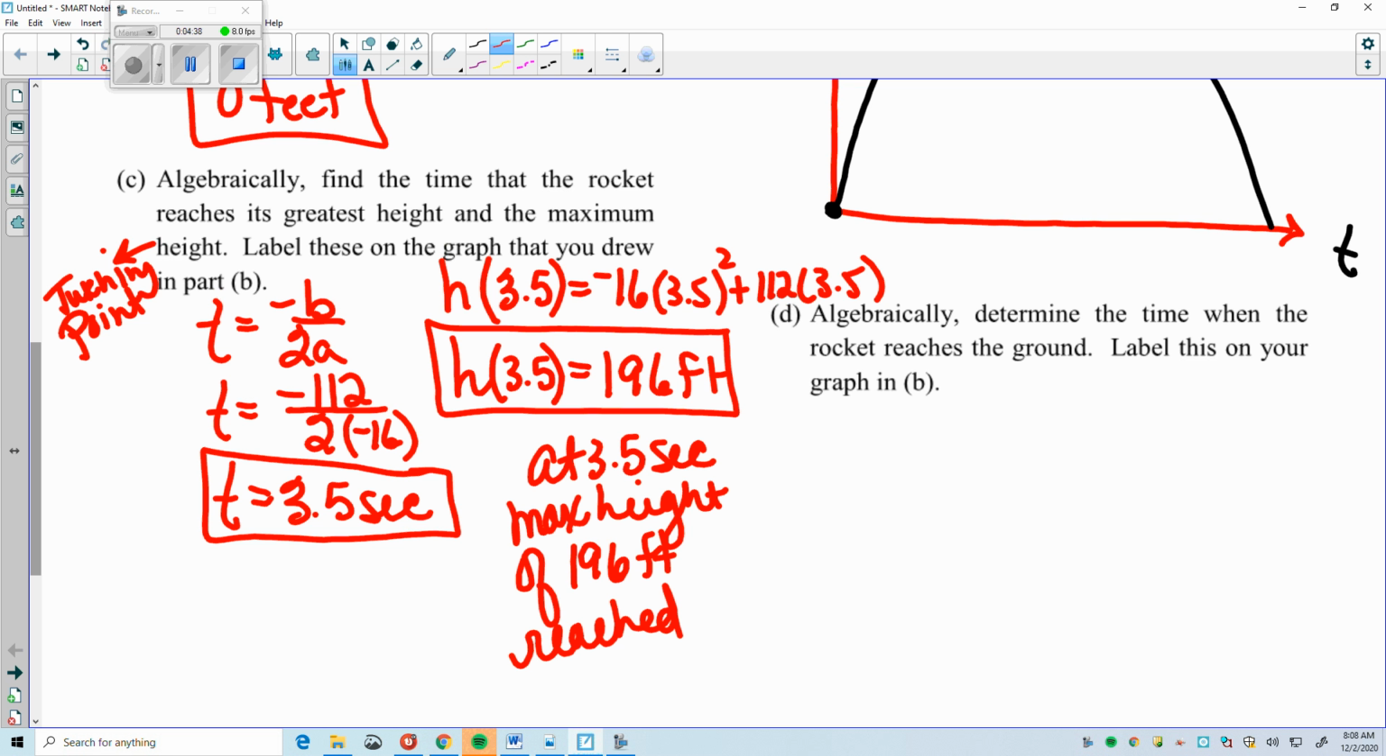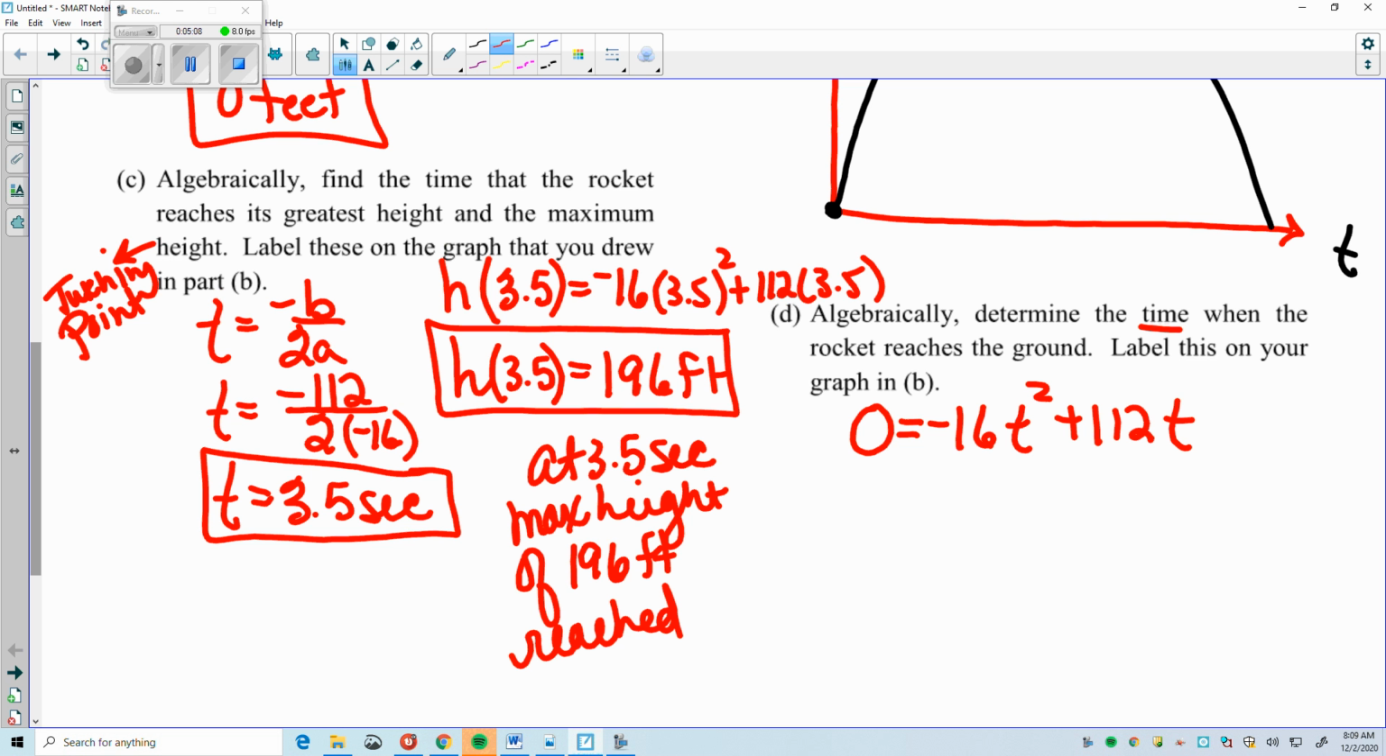Okay. And lastly, it's asking us to algebraically determine the time when the rocket reaches the ground. We want to label this on our graph. So if the rocket is going to reach the ground, I want to think, well, the height has to be 0. So if our height is 0, that's like saying set your equation equal to 0. And then from there, I could solve for t, because again, keep in mind it's saying determine the time when it's going to reach the ground.